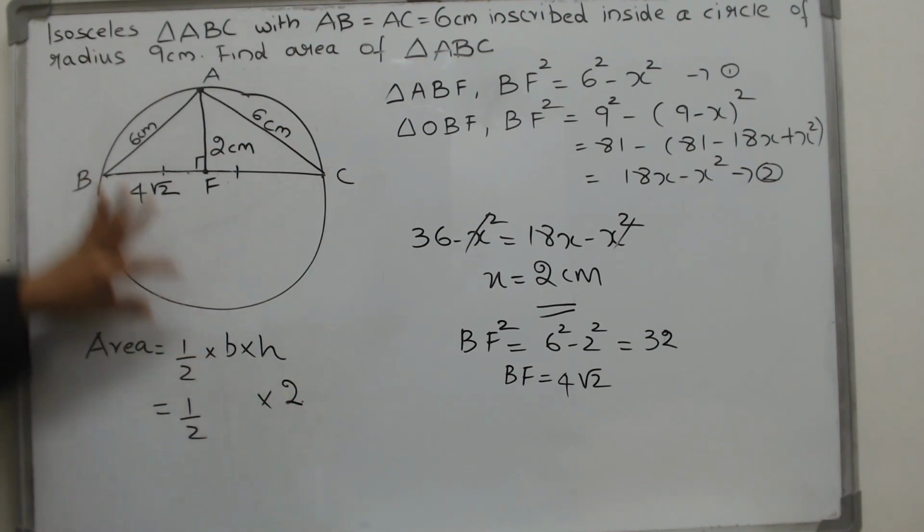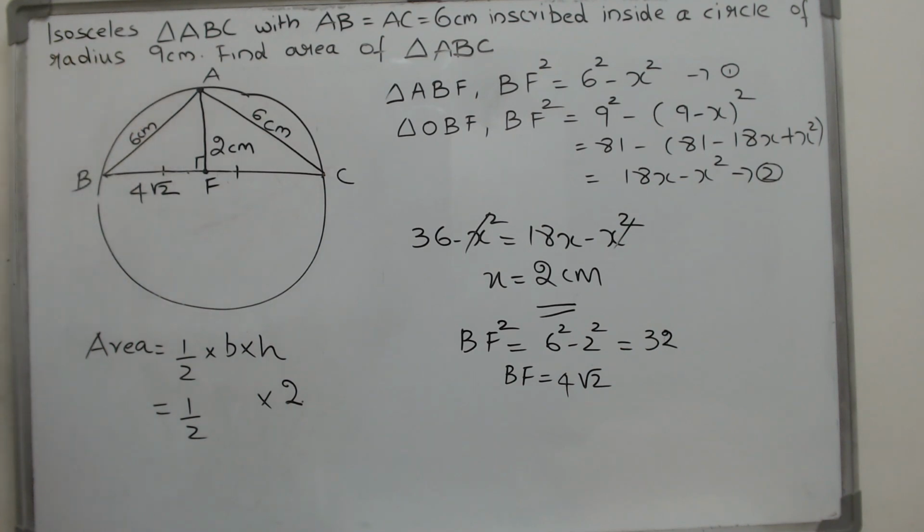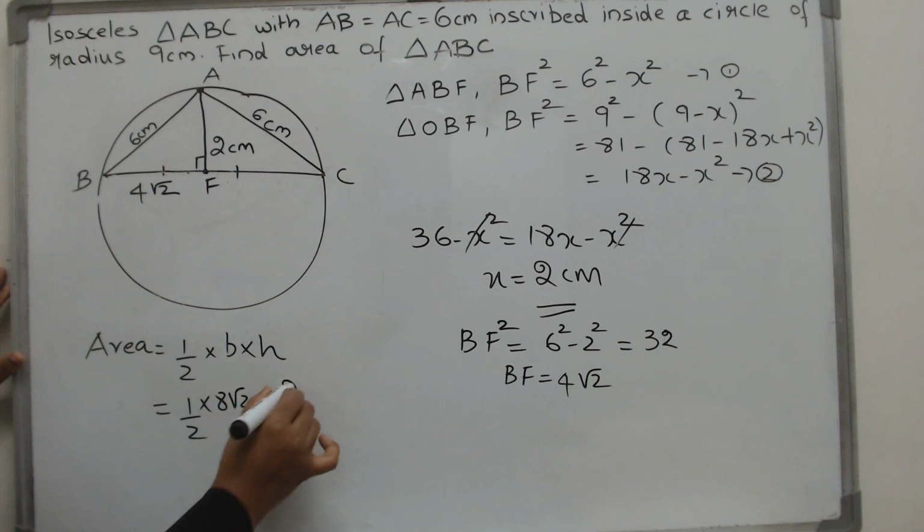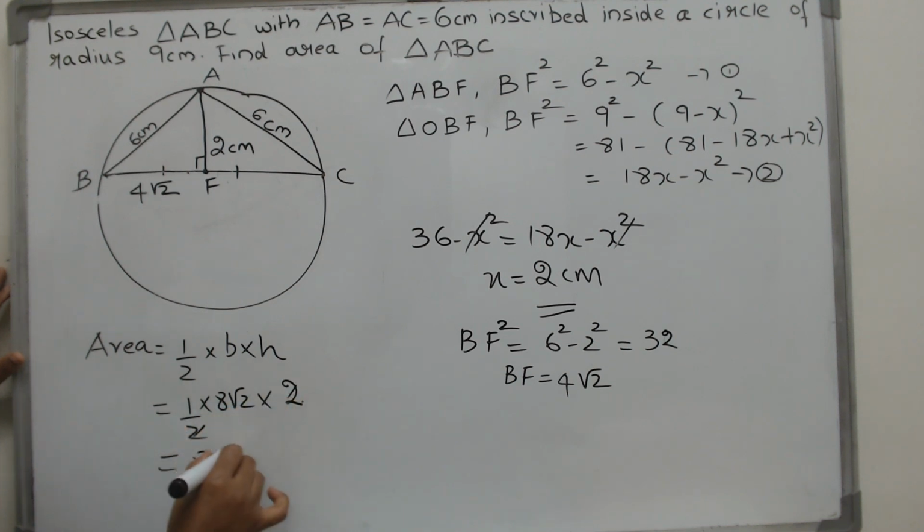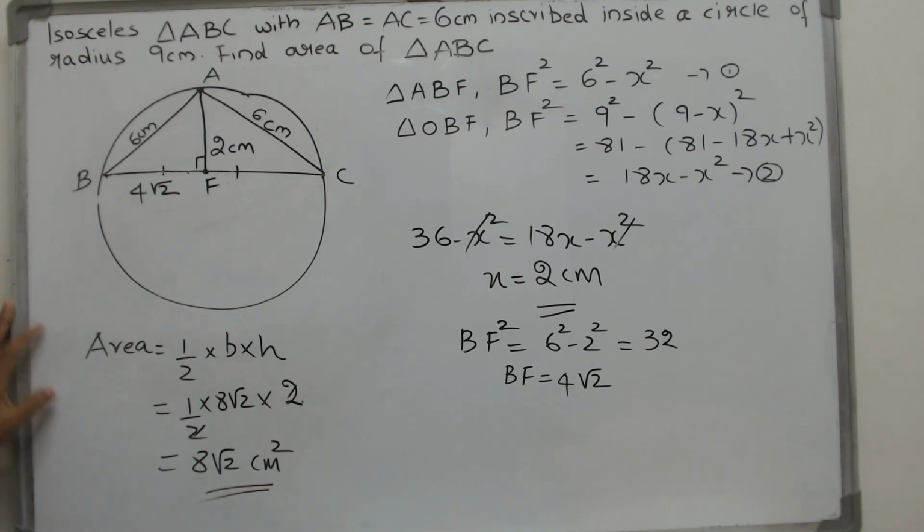What do we know about the base? Just this much is 4 root 2. So double of it will be what? 8 root 2. So there your answer is what? 8 root 2 centimeters square is the area of this isosceles triangle.